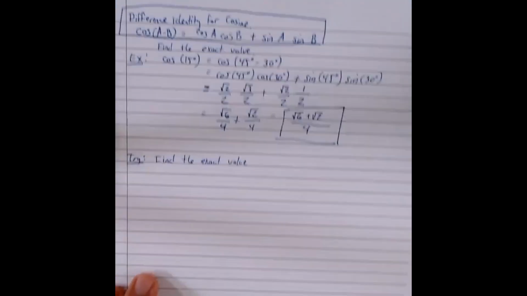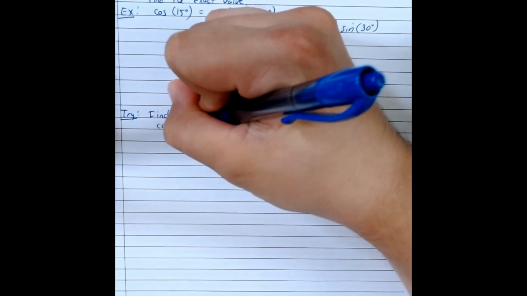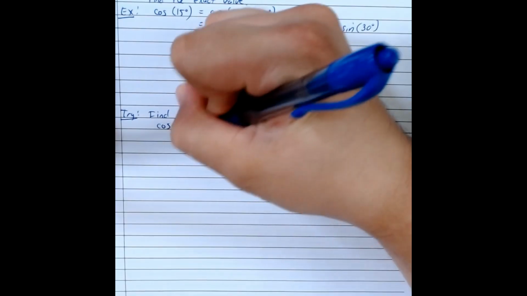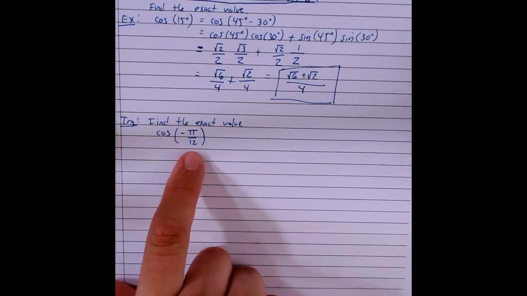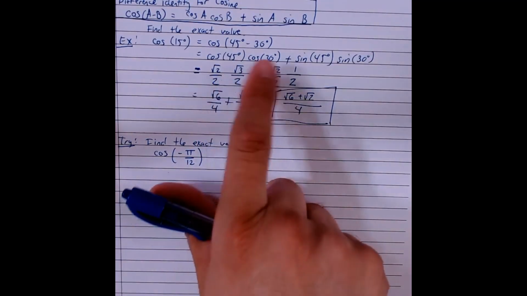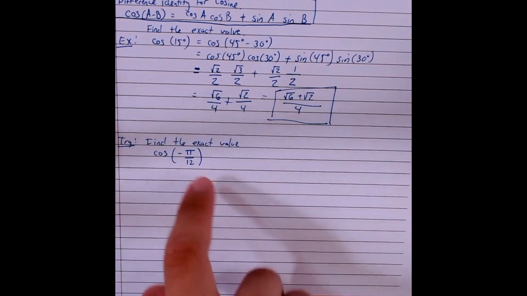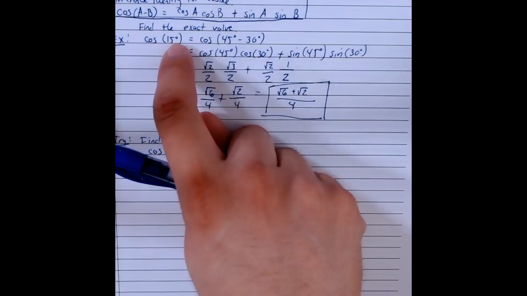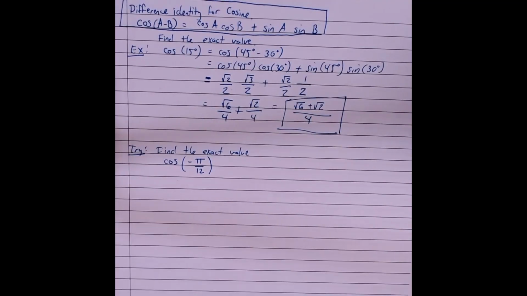Okay, so let's go ahead and have you give it a try. And let's have you do the cosine of negative pi over 12. Okay, so give that a try. First of all, you're going to write negative pi over 12 as the difference of two angles that appear on the unit circle. Because this is in radians, we're going to want to use radians all the way through. If you start with degrees, use degrees. If you start with radians, use radians. All right, go through and see if you can find an answer. And once you are done, go ahead and unpause and we'll go through it together.